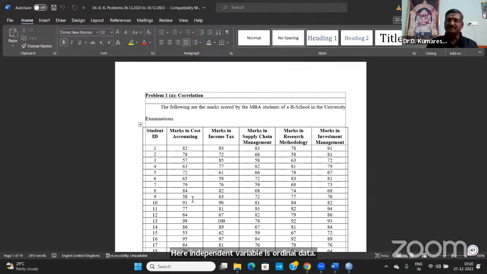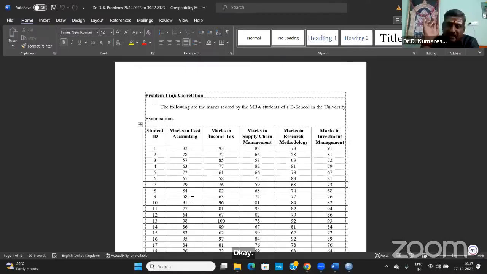No problem. In the case of regression, whether the independent variable is scale data or ordinal data, it is immaterial. What is the main concern? The dependent variable must be scale data. So the dependent variable must be scale data.